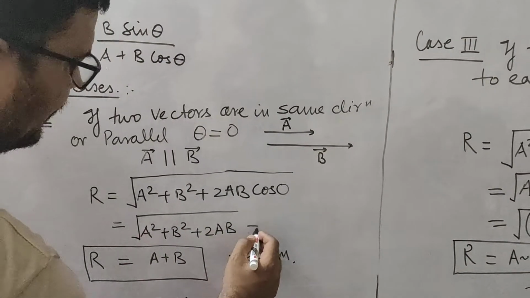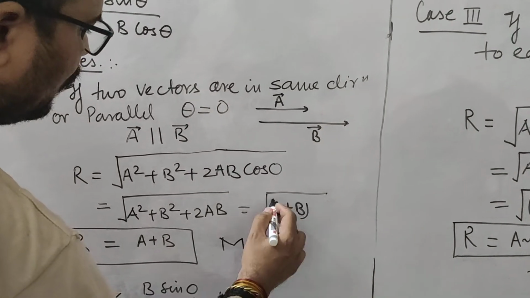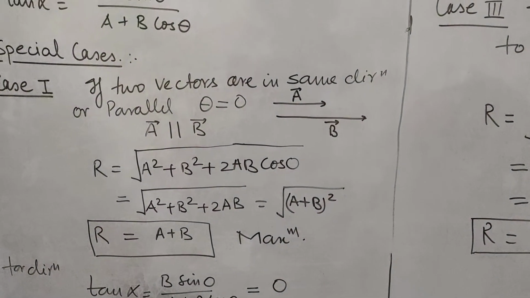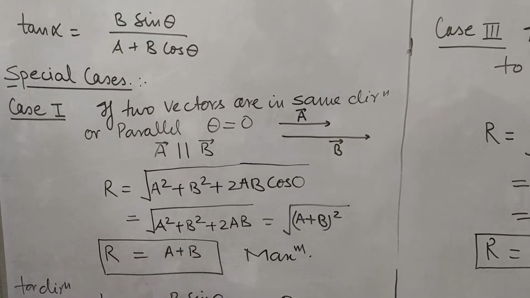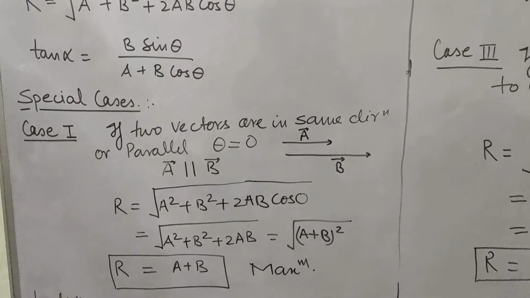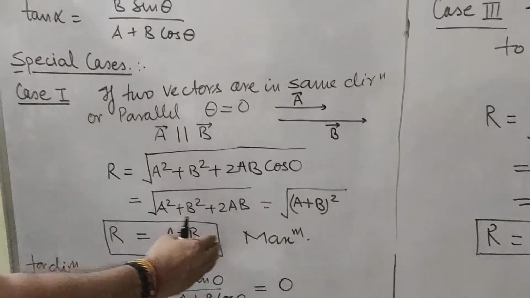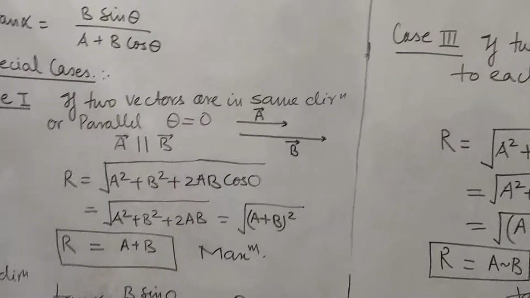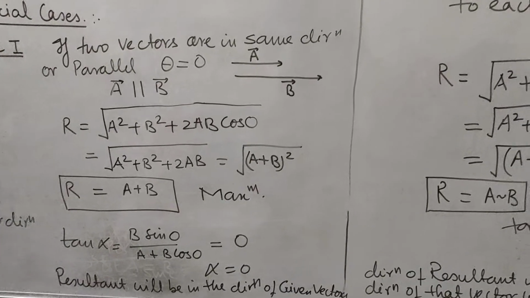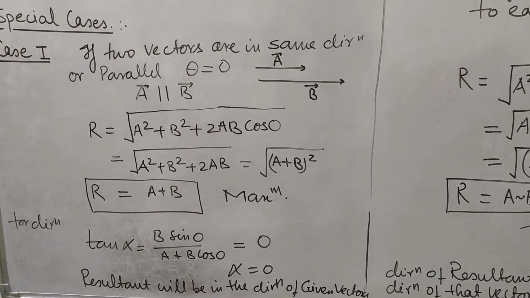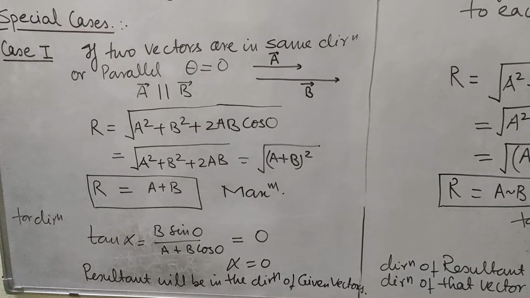Now this can be written as under root a plus b whole square, which makes a plus b come out from the under root. So the resultant will be the sum of the magnitudes of the two given vectors. This will give the magnitude which will be maximum. You cannot get a magnitude more than the sum of the magnitudes of the given vectors. So this is the maximum resultant magnitude you can obtain.